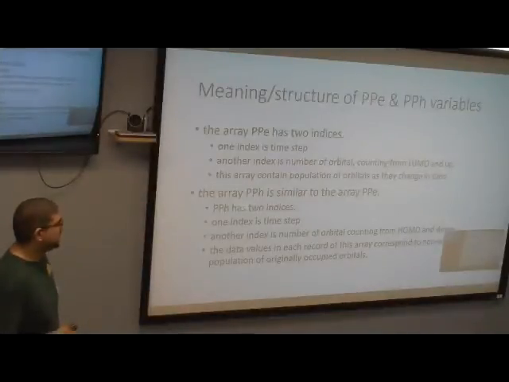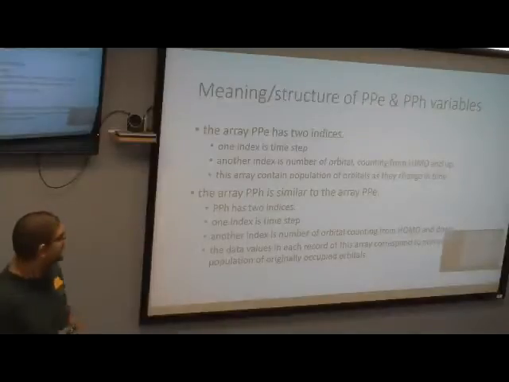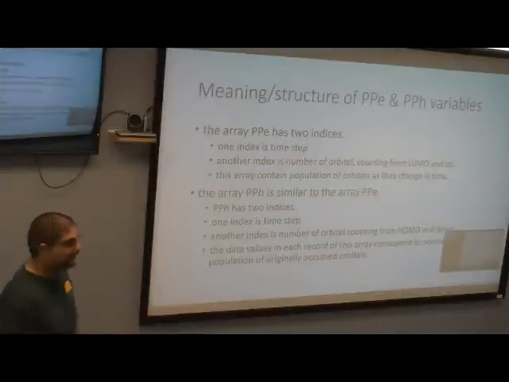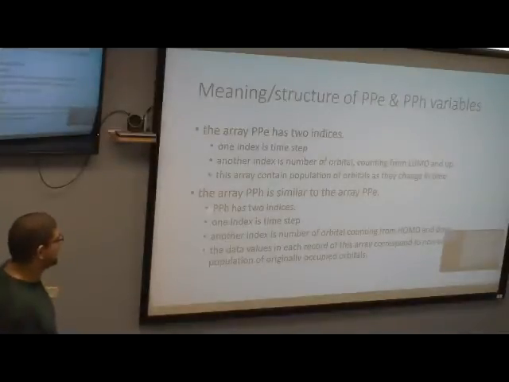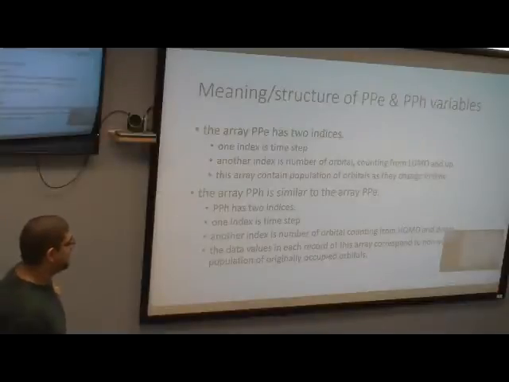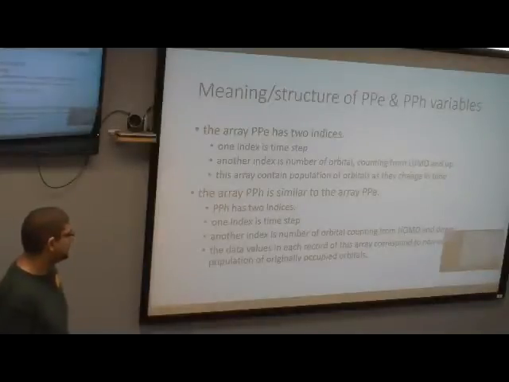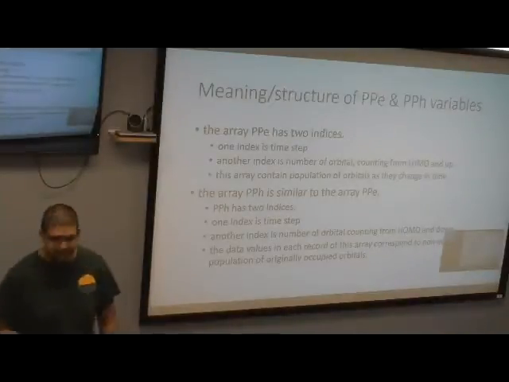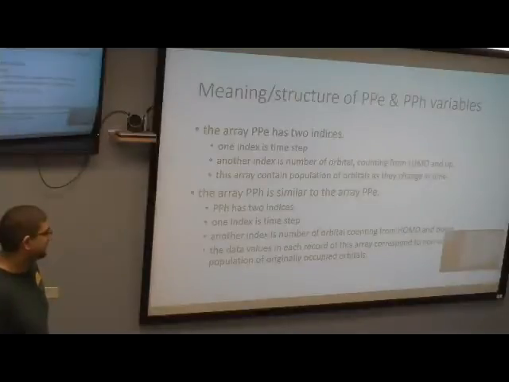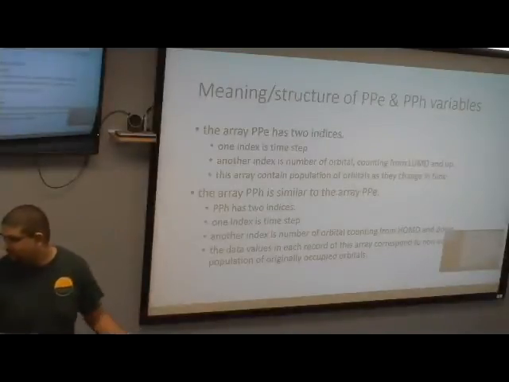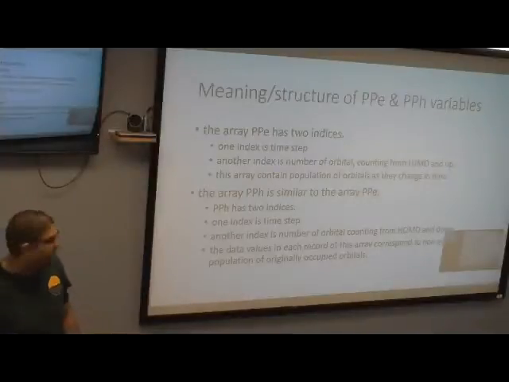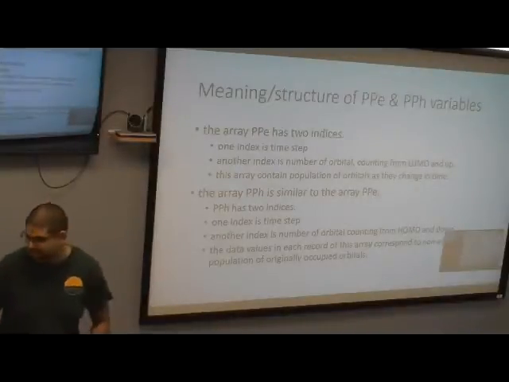The PPH array is similar to this one right here, except this is the population of the actual electron hole. PPH has two indices. The first index is the time step, like this right here. The other index is the number of orbitals, and this time we're counting from the highest occupied molecular orbital and down. The data values in each record of this array correspond to the non-equilibrium population of the originally occupied orbitals.